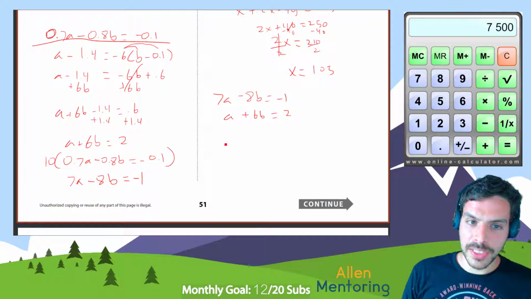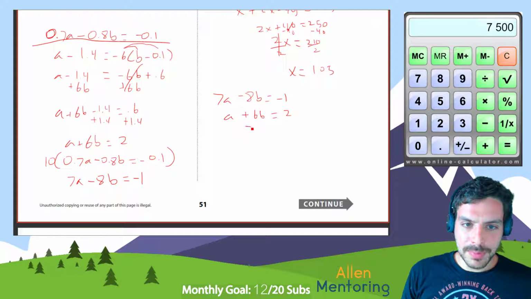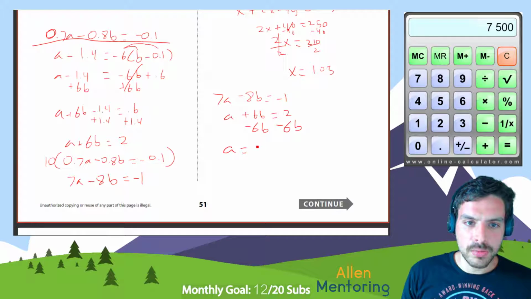So let's see how that works here. How do we isolate this a right here? We want to subtract 6b on both sides. And so now a is equal, so this cancels out, to 2 minus 6b.